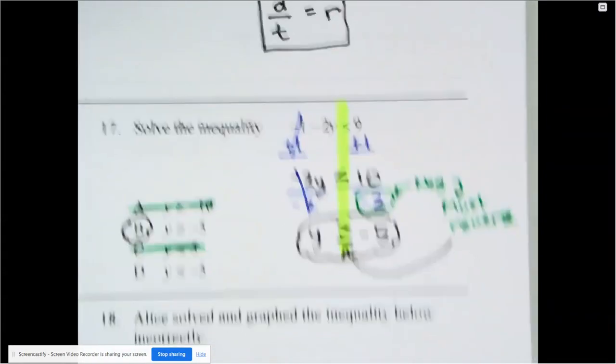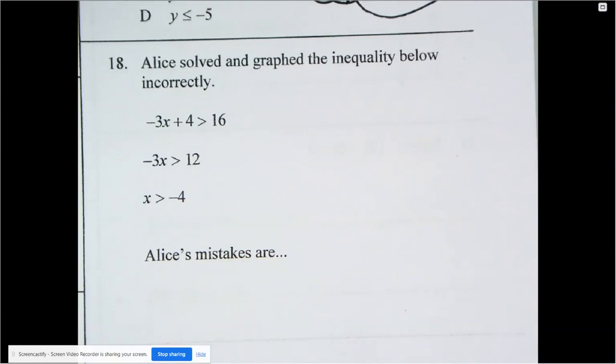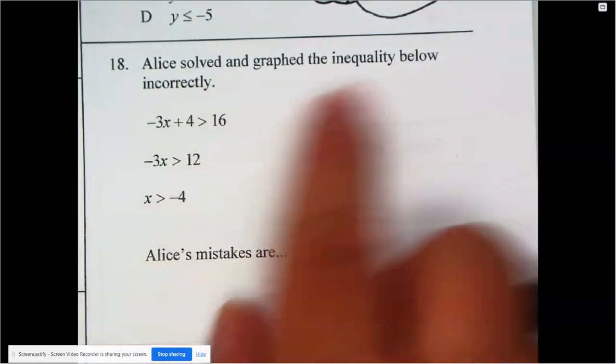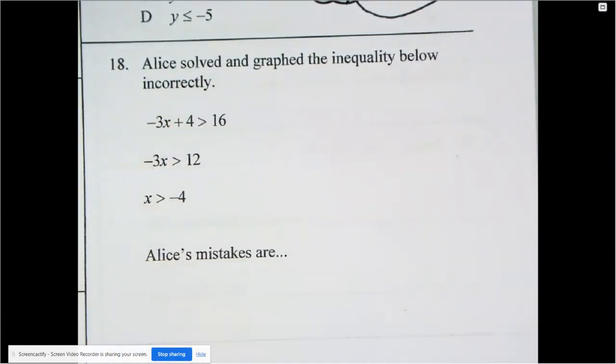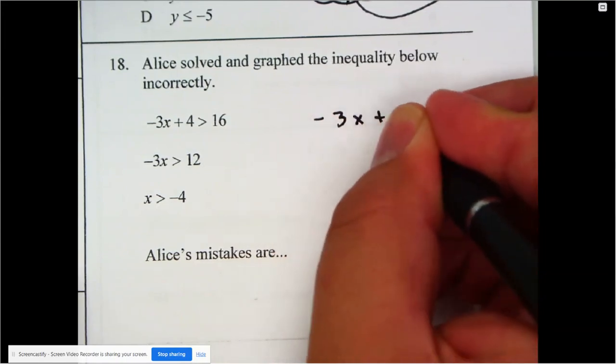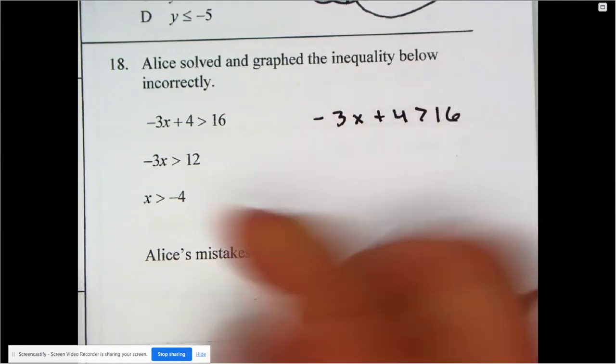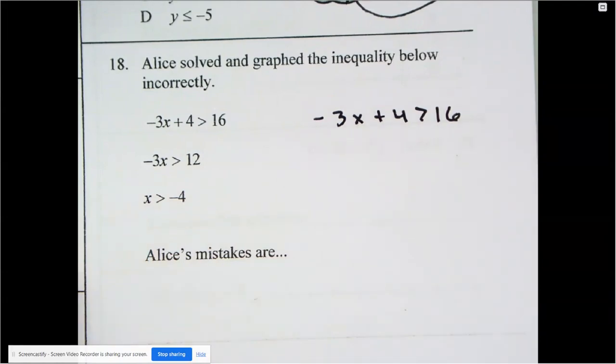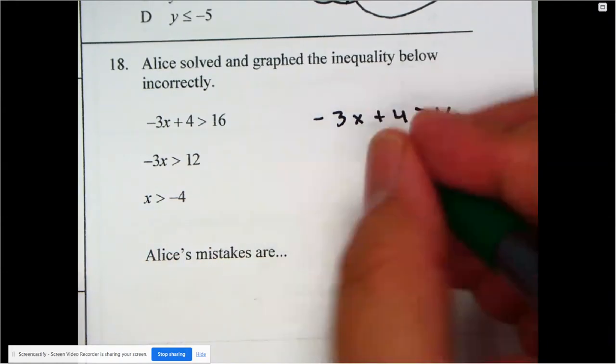Anyways, number 18. Alice solved and graphed the inequality below incorrectly. Well, it says graph, but I don't see a graph anywhere. So maybe it's just the solving. So the best thing for me to do is just redo it myself. We are checking the work they did. So remember, don't look at what they wrote. You do the work you normally do. So first thing I would do is subtract the 4.